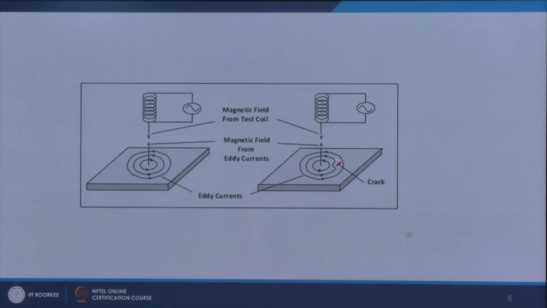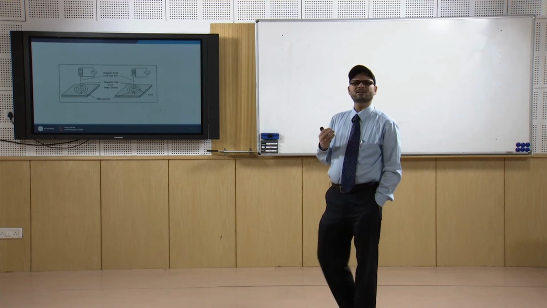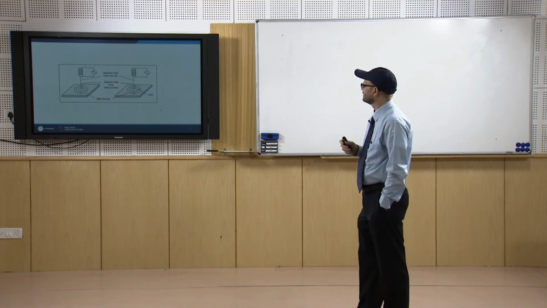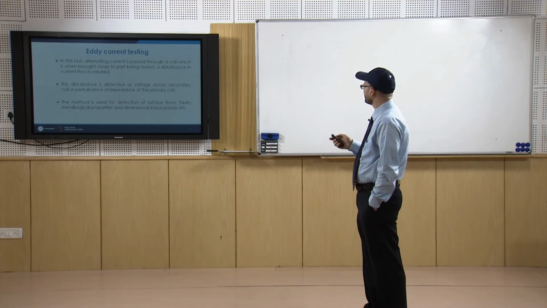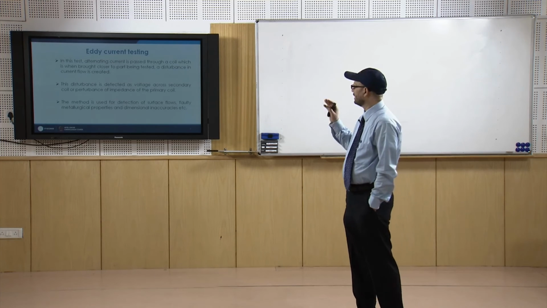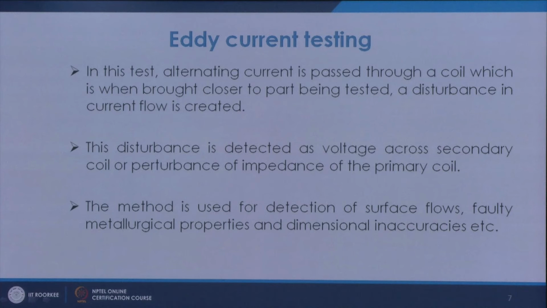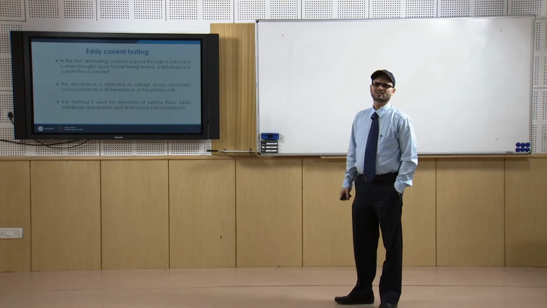So, from this you can say that there is some kind of disturbance or discontinuity present inside the casting. This method is used for finding surface flaws, faulty metallurgical properties, or even dimensional inaccuracies, and this way you can ensure whether there is any defect or not. Eddy current testing is also useful for finding flaws in magnetic properties or electrical properties.